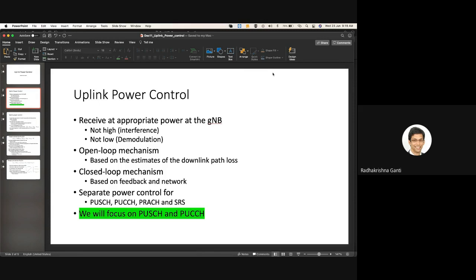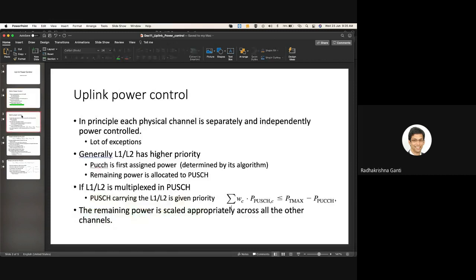One thing that we should understand is that for the uplink power, there are multiple channels in the uplink: PUSCH, PUCCH, PRACH, and SRS. There is a separate power control mechanism for all these channels. The only constraint is that the total power that you allocate across all the channels is upper bounded by 23 dBm, the PCMAX for power class 3. It's independent power control per channel.